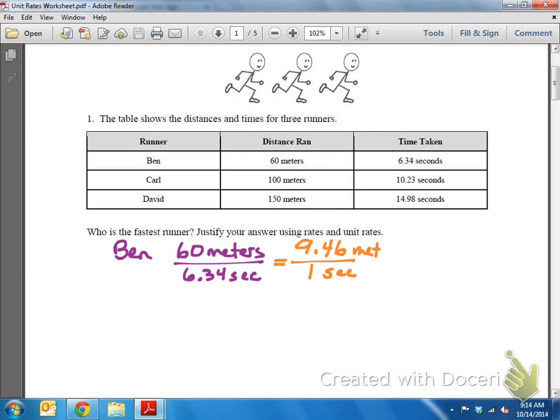Now, in America, I know we're used to miles per hour. Sometimes we even use feet per second. But meters per second is essentially the same thing as miles per hour. It tells us how fast something is going. So how quickly is it moving?